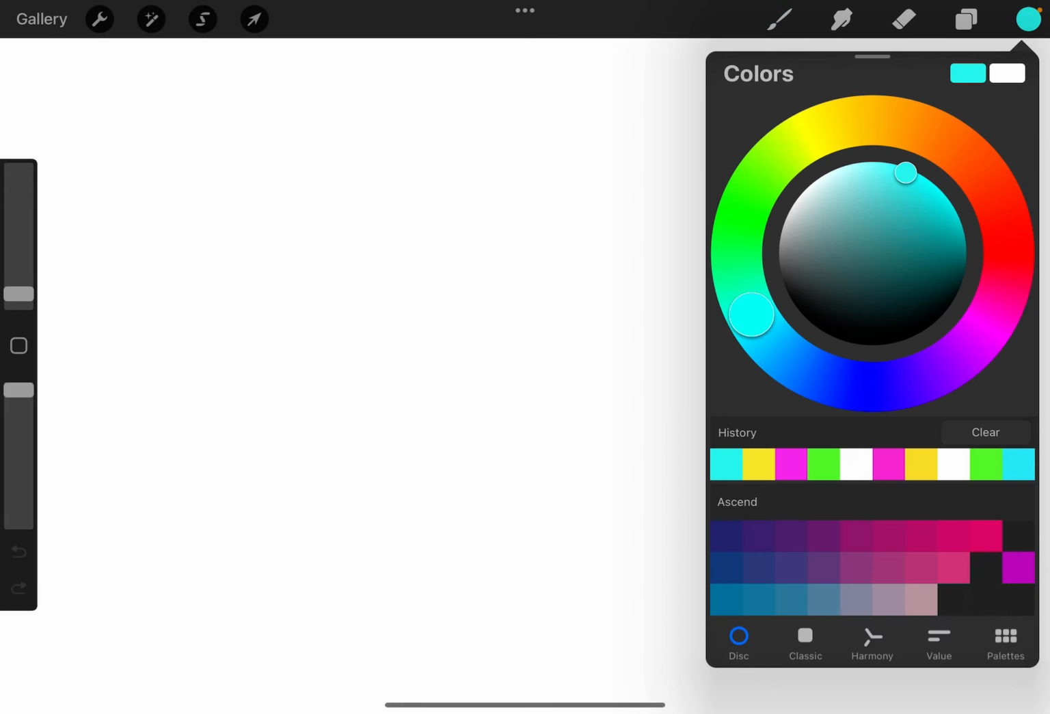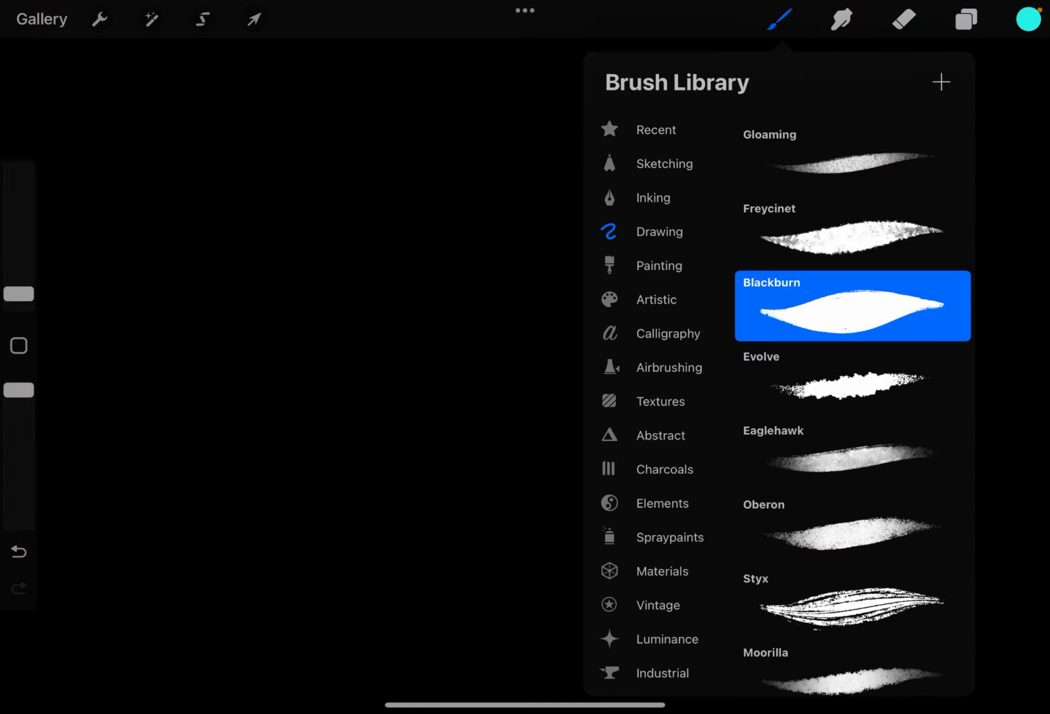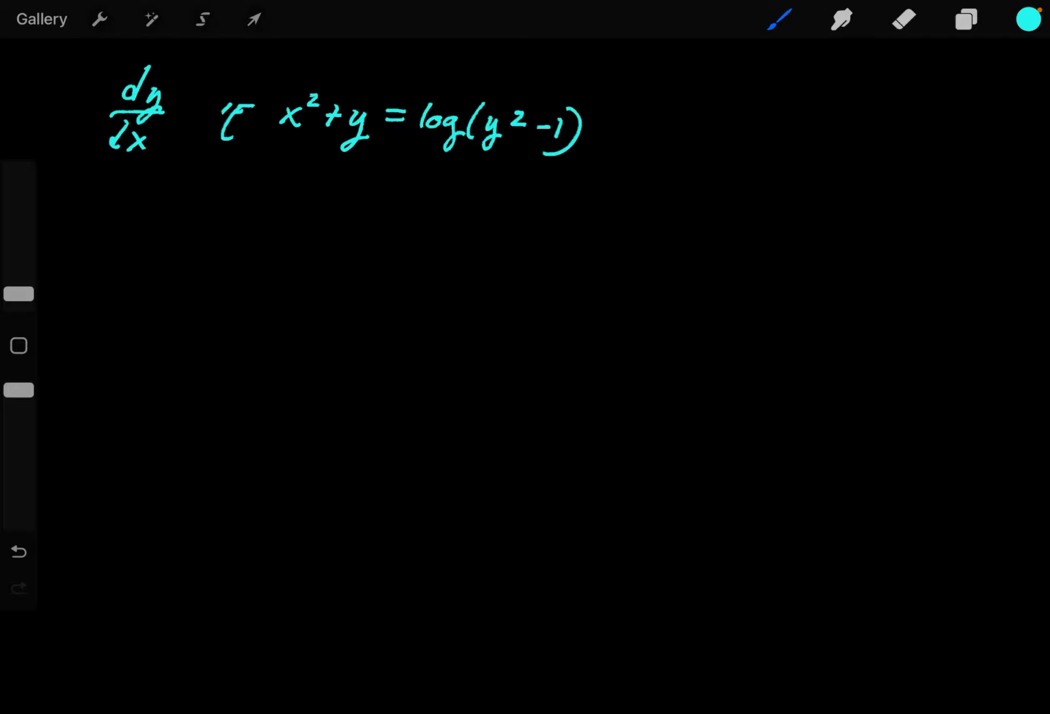Let's see what we have. So again, let's be a little more confident. Let's feel it out a little bit better. So again, you want to find dy dx. They're asking for the derivative if x squared plus y is equal to log of y squared minus 1. And this is a great example. So they want us to just get dy dx. So I'll solve for dy dx even at the end. They don't want anything else. They just want dy dx.